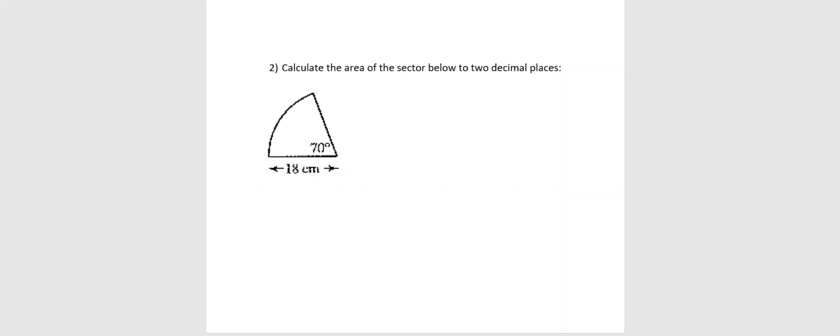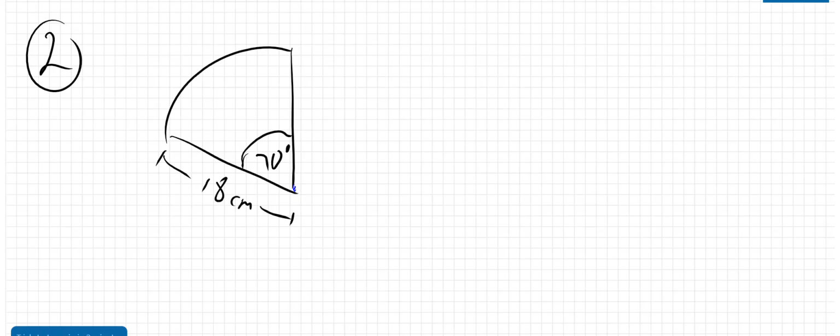Okay, our next question asks us to calculate the area of the sector below to 2 decimal places. So have a go first. Okay, so we know sectors are a portion or a part of a full circle. So if I was to draw a full circle, it's sort of like a piece of a pizza. And there's my center point there, the center of my circle. So I'm finding a fraction of my circle. In this case, a fraction of the area.